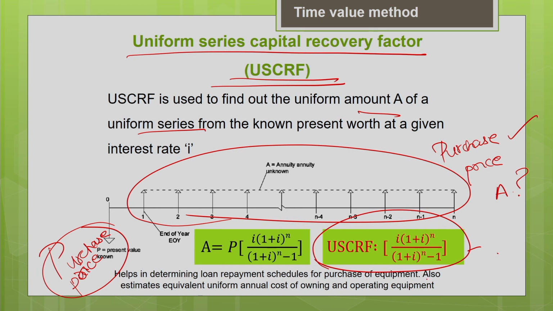So that is what is written here. It also estimates the equivalent uniform annual cost of owning and operating the equipment. You can convert the purchase price of the machine into the equivalent uniform annual cost of owning and operating the machine using this formula. This will help you in equipment cost estimation, how to estimate the annual cost of the machine and the hourly cost of the machine, which we are going to see in the upcoming slides.